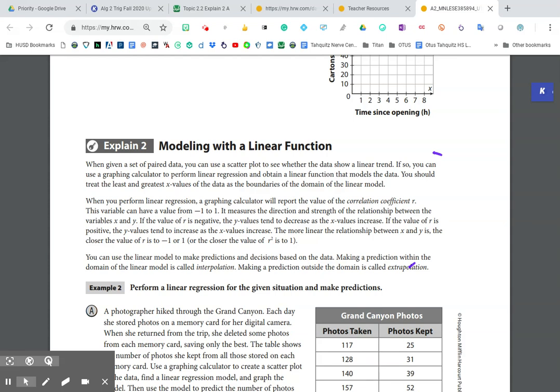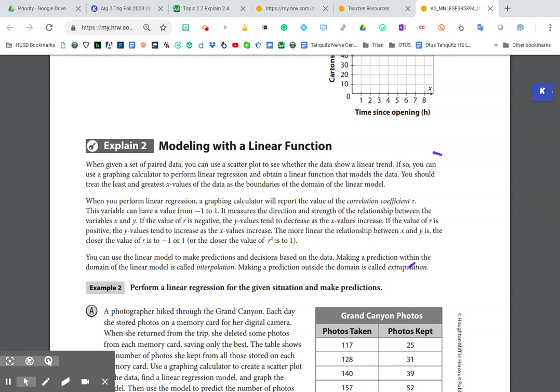When you perform linear regression, a graphing calculator will report the value of the correlation coefficient R. We talked about the R squared value when we were doing it before. This variable can have a value from -1 to 1. It measures the direction and the strength of the relationship between the variables x and y. If the value of R is negative, the y values tend to decrease as the x values increase. If the value of R is positive, the y values tend to increase as the x values increase.